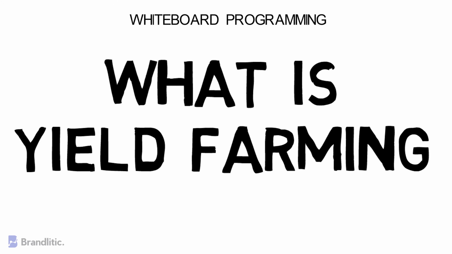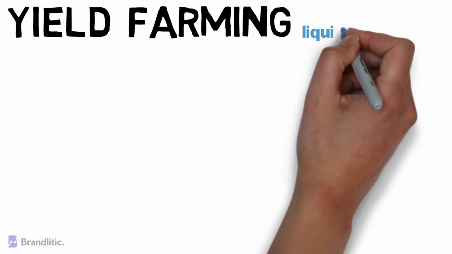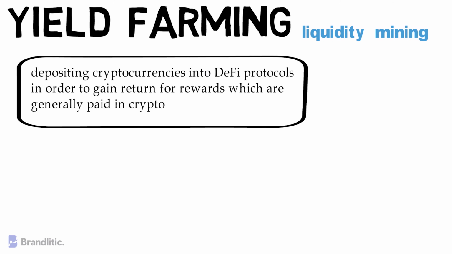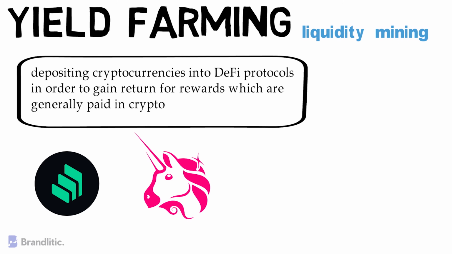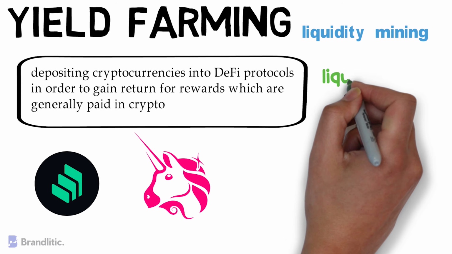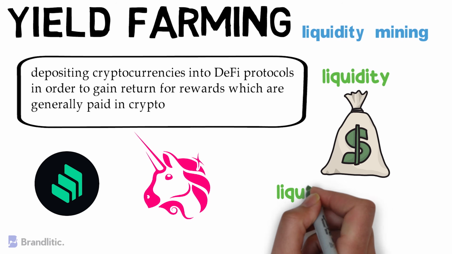Well, first off, yield farming is also known as liquidity mining and is the method of depositing cryptocurrencies into DeFi protocols in order to gain returns or rewards, which are generally paid in crypto. Examples of this include Compound and Uniswap. Depositing crypto into DeFi pools is known as providing liquidity, which makes you a liquidity provider.